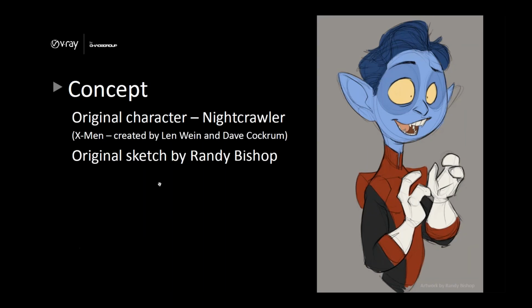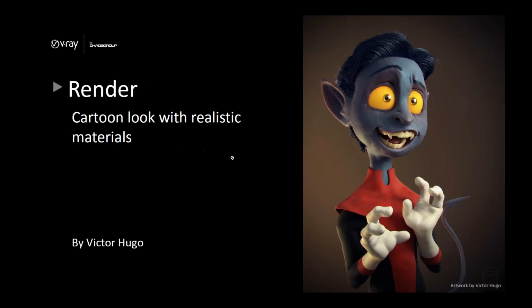The concept is one of the most important steps of the whole process of creating 3D characters, because all of the following steps are based on that concept. It is good to have as much information as possible. In this case, Victor Hugo had information about the forms, the pose of the character, the color palette, and the composition. But he had to define the lighting mood by himself. So the main challenge was to create a cartoony character with realistic materials.